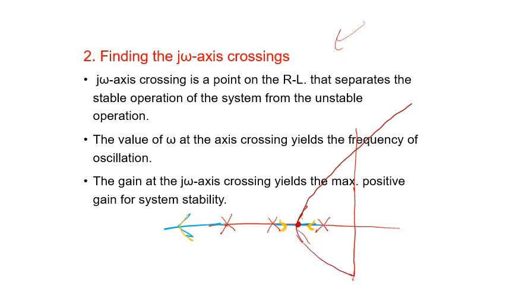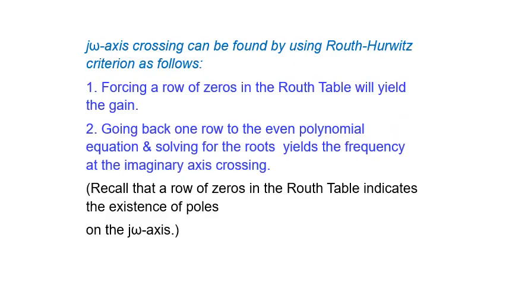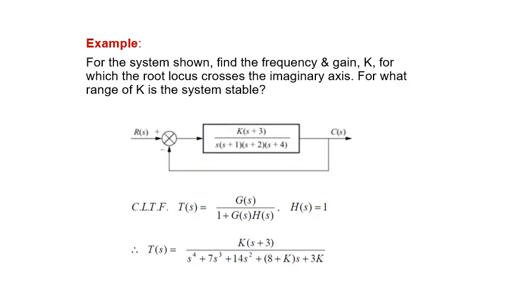If you notice, as the root locus travels, it will cross j omega at a certain point. So finding the j omega crossing means finding the point where the root locus is going to cross j omega. How to do this? Luckily, we are going to depend on the Routh-Hurwitz criterion. Whatever we have studied in stability using the Routh-Hurwitz criterion, we will apply it here. Let us see how in the next slide.